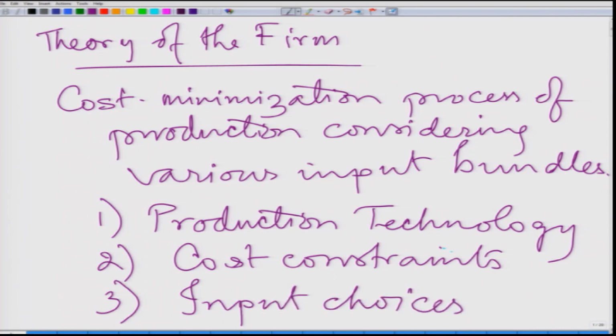These are the factors of production, my input choices: how much capital, how much labor, which kind of labor, which kind of capital, which kind of machinery, and what other ingredients are required in a production process. I have to decide based on the budget I have been given and my production technology. Therefore, production function.